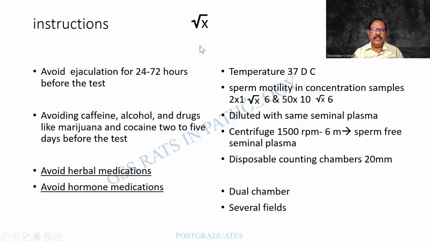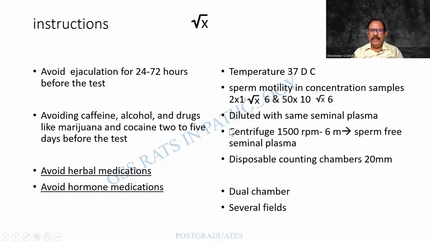So the instructions to the patient are these. Avoid ejaculation, abstinence has to be there for at least about 72 hours. And avoid drugs, caffeine, etc. Of course, we will not be taking marijuana, etc. But these are important: any herbal medications and hormonal therapy. All these should be avoided before the test.